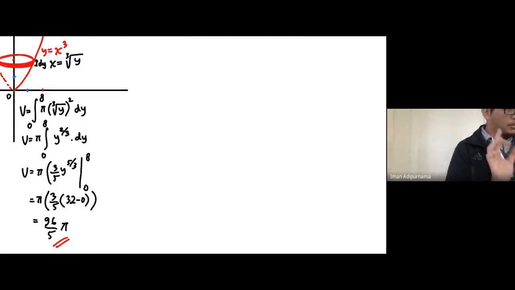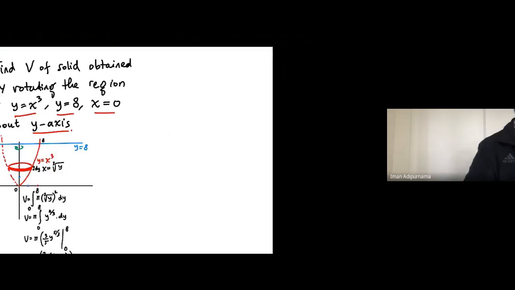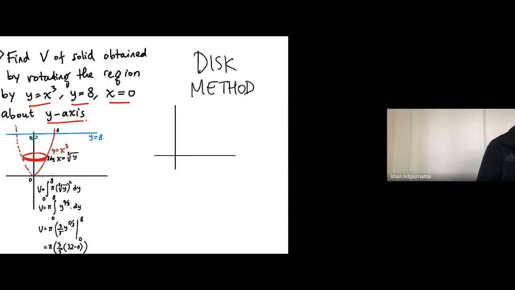Okay. So in summary, this is all the basic definition from the beginning, the volume. We call this method the disk method. The idea is if you have a function and you rotate the function here, you will have the disk.